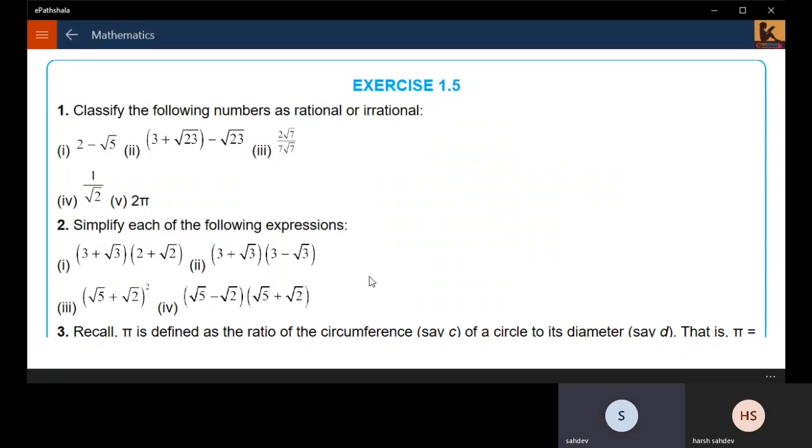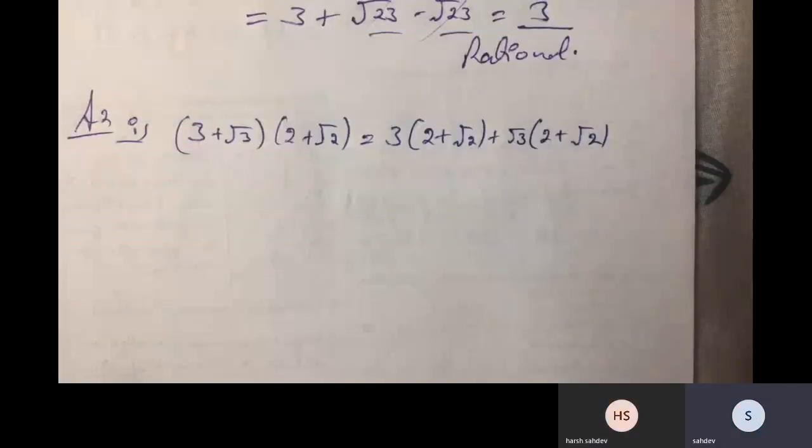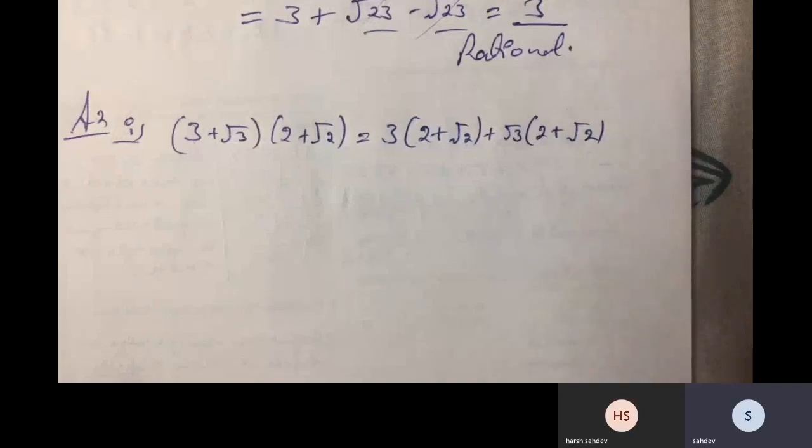That is this question. And the second question is: simplify each of the following expressions. And the expression is (3 plus under root 3)(2 plus under root 2). Can this be done? Yes, this can be easily done. How will we do this? Let's see. First is 3 plus under root 3 and 2 plus under root 2. We have to simplify them.